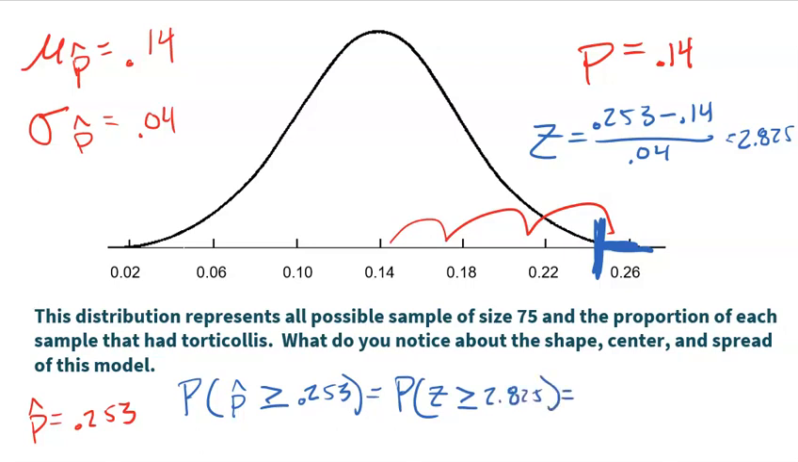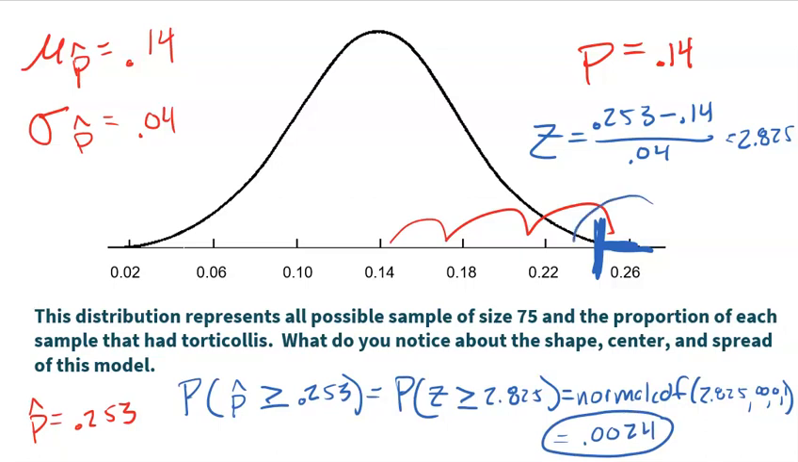And to do that, I'm going to use normal CDF on my calculator. I'm going to go from 2.825 to infinity, mean of 0, standard deviation of 1. Go ahead and do that, 2.825. And I get a probability of 0.0024. And I'm not surprised that it's so low, because looking at the picture, I could see how unbelievably high this sample would be.